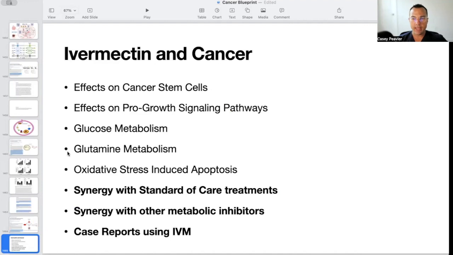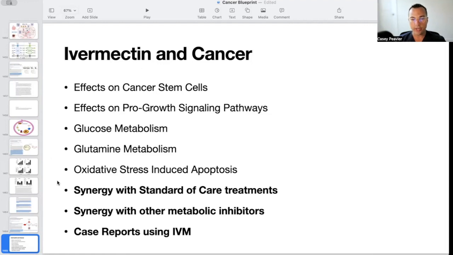that ivermectin has effects on glucose uptake and utilization. It has effects on glutamine utilization, in the specific mechanism of glutamine fermentation from alpha-ketoglutarate to succinic acid and succinate. And then in addition to that, if that wasn't enough, it also induces oxidative stress and upregulates apoptotic proteins, downregulates anti-apoptotic proteins, and it ultimately leads to apoptosis of a variety of cancers. We have now covered a ton of important molecular mechanisms that show that ivermectin likely needs to be added to the standard of care sooner rather than later.